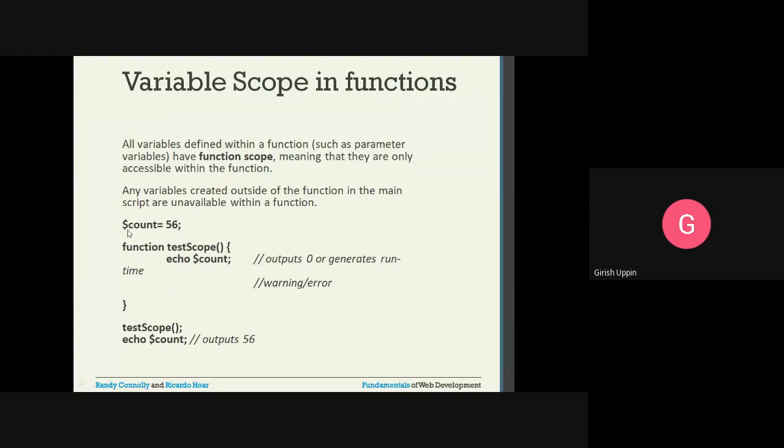For example, you can see $count is equal to 56. That is the variable that is declared outside. Then in the function test scope, inside that I'm trying to echo $count to the browser. This will result in an error, because this particular variable is not available. Now when we call the test scope function, we will get an error, and after that we are calling echo $count, which is outside this function. There it is accessible. This particular value is accessible here.